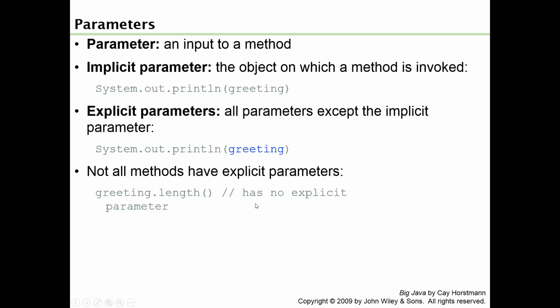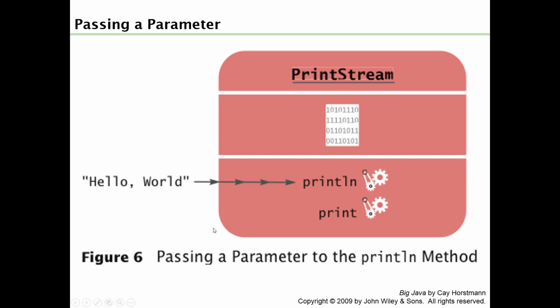Now, some methods don't have any explicit parameters, like length. You can just ask the string its length. You really don't need to send any data in, because you don't need any additional information to figure out its length. So this has no explicit parameter. If you're passing a parameter into the println method, you pass in the string, say System.out.println with the string, and it'll send the string out to the command line.